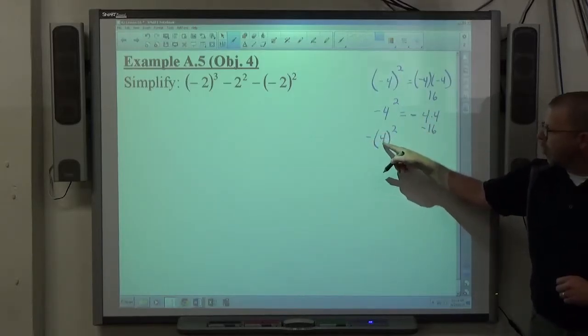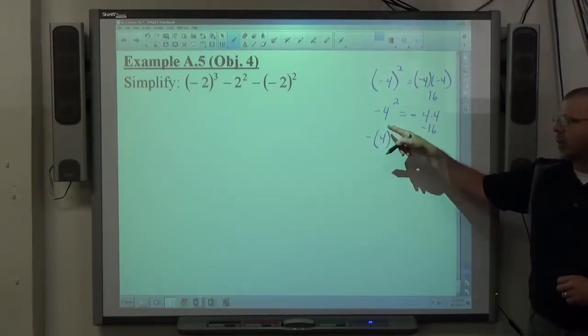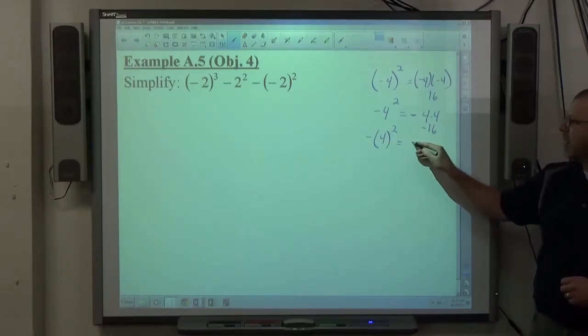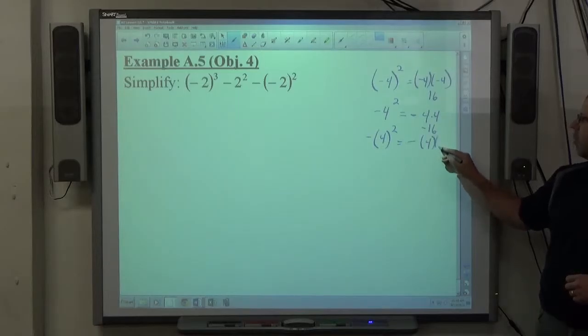This one, negative 4 in parentheses squared. Again, there's parentheses, there's a square, there's a minus sign, but what's inside the parentheses is just the positive 4. So the minus sign is outside the parentheses. 4 is being multiplied by itself. That's also negative 16.